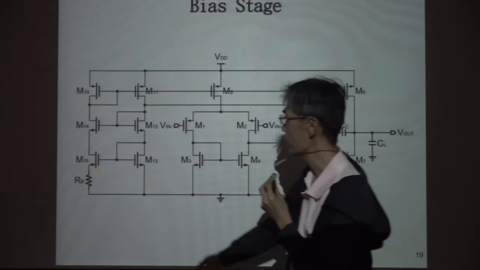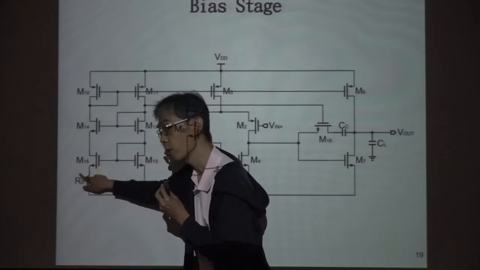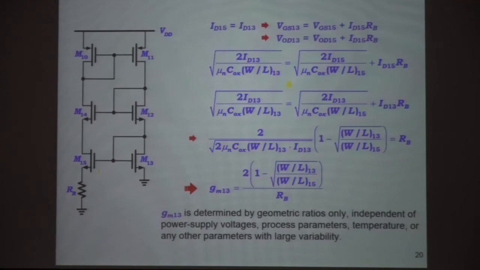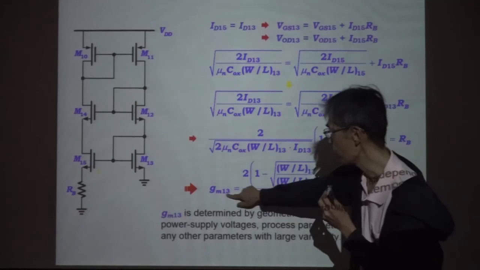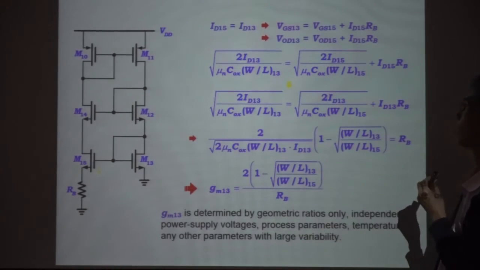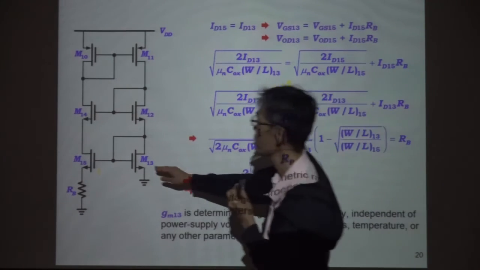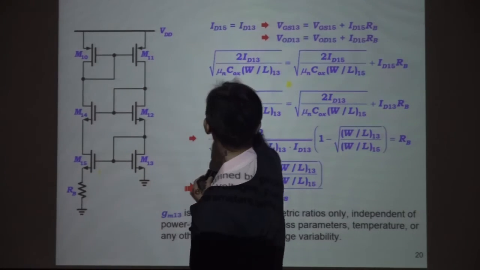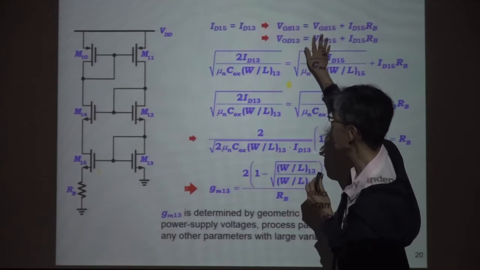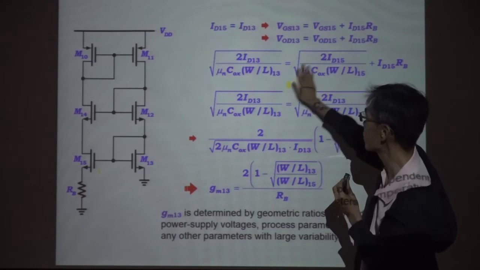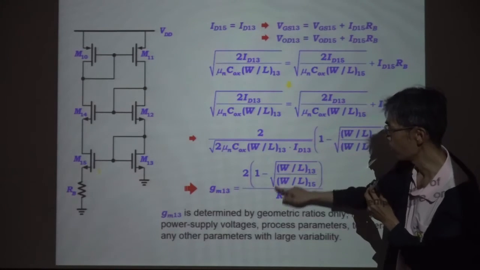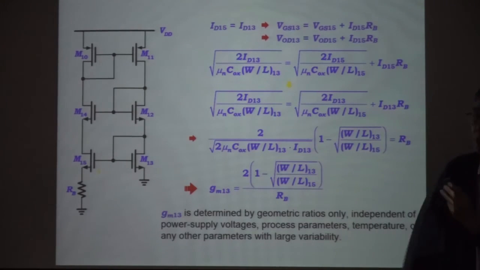This is your bias stage. Now you need to determine RB. Next. See, this is the RB equation. So follow this current, ID15, ID13, and this relation, overdrive VGS, and plug in all the equations here. You can derive this final solution.